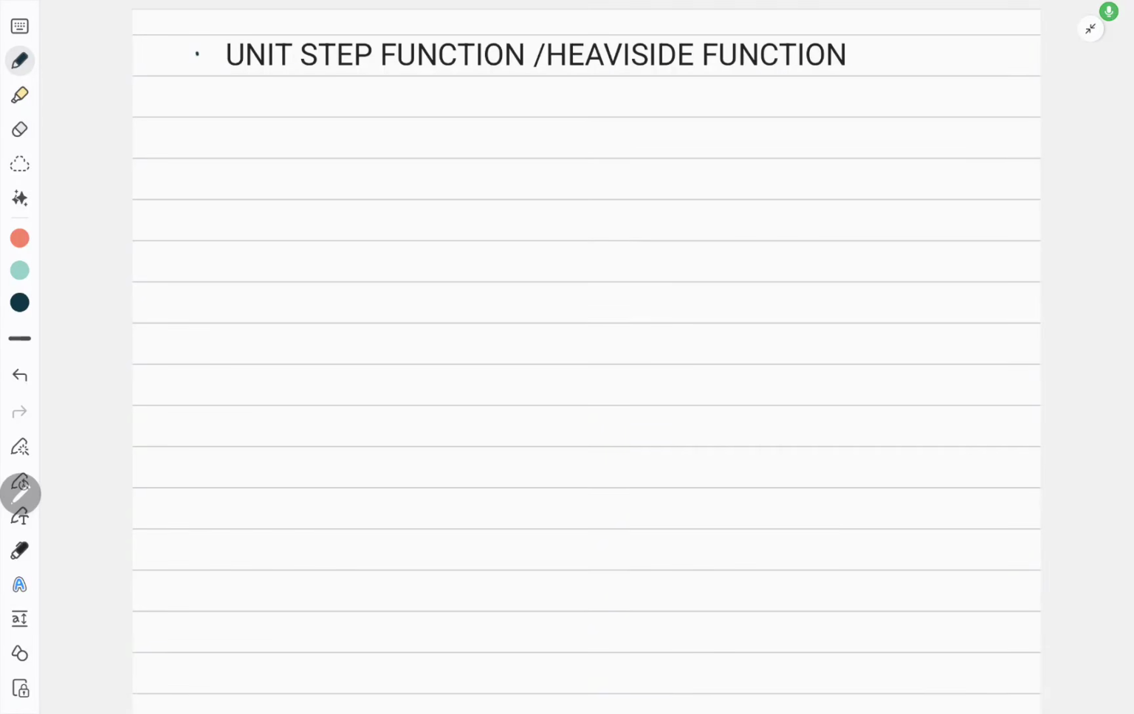In my last video, I discussed the Laplace transform of a function when it is divided by t. Now, in this video we are going to discuss a very important concept, which is called the unit step function or Heaviside function. This topic is very important because you can solve all the discontinuous functions by using this concept.